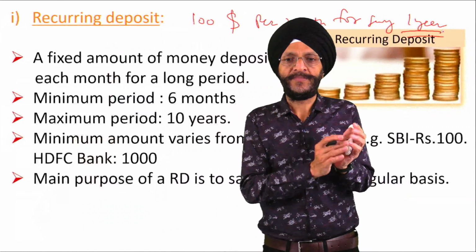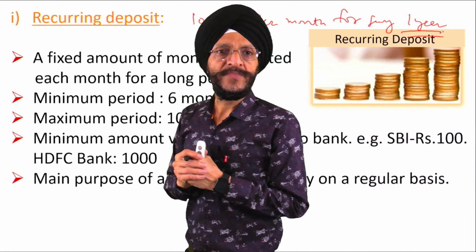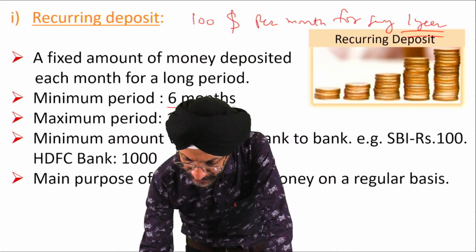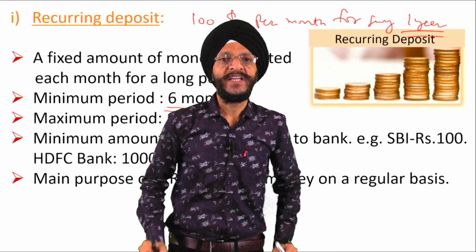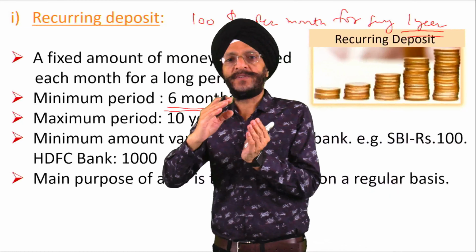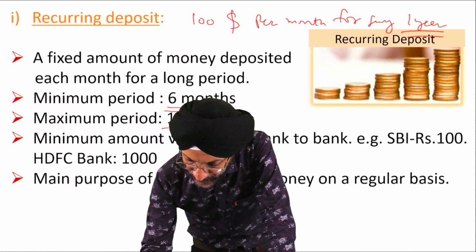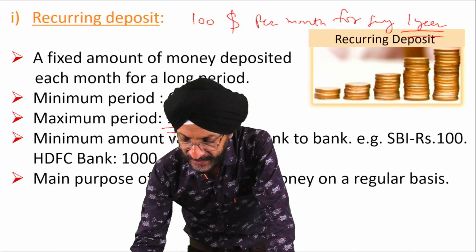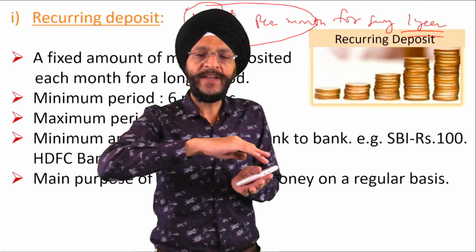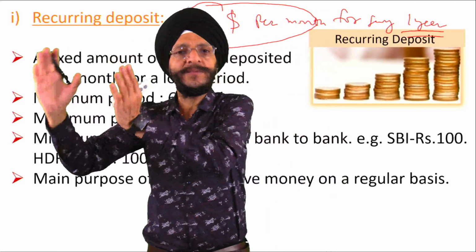So far as the Indian banking system is concerned, the minimum period for a recurring deposit is 6 months, and the maximum period for which an RD account, recurring deposit account, can be opened is 10 years. That is, if we opt for $100 per month, we can deposit this amount per month for a maximum of 10 years.